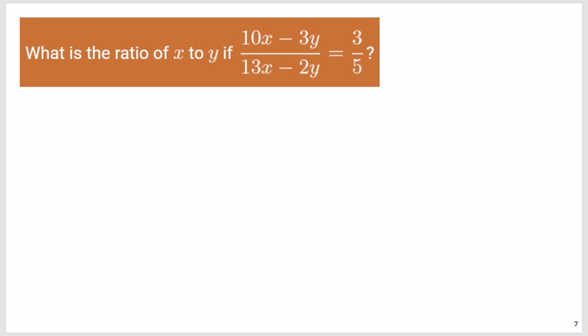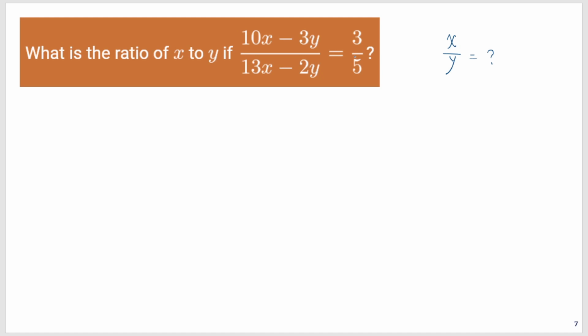So it asks you to find the ratio of x to y, right? Basically, you need to find what is x over y, right? If you are only given one equation but two variables, usually it's not very realistic to find all of the two variables, but still you can find the ratios, right?